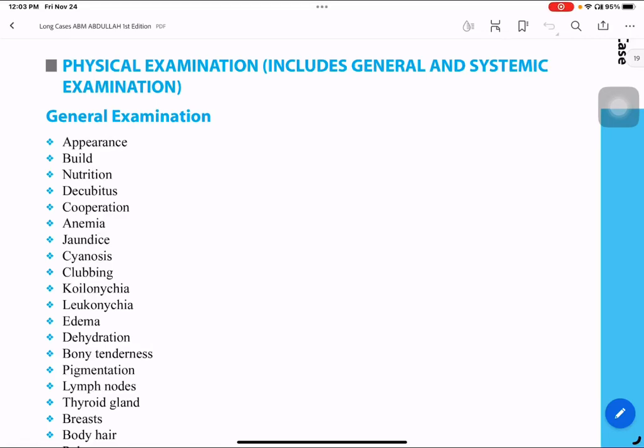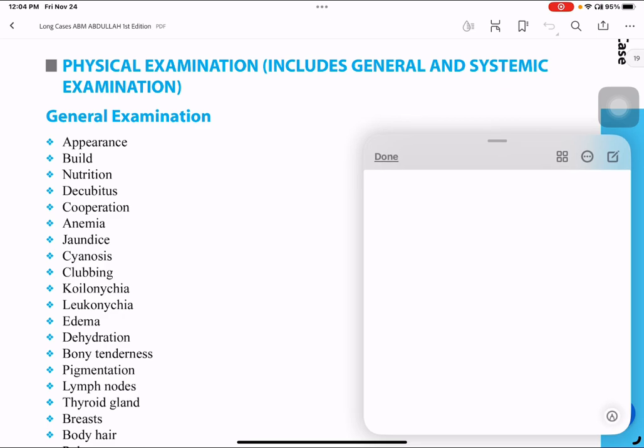Hello friends, today we will discuss general examination of long case presentation. So, during general examination of a long case of internal medicine, what are the things we need to look for?